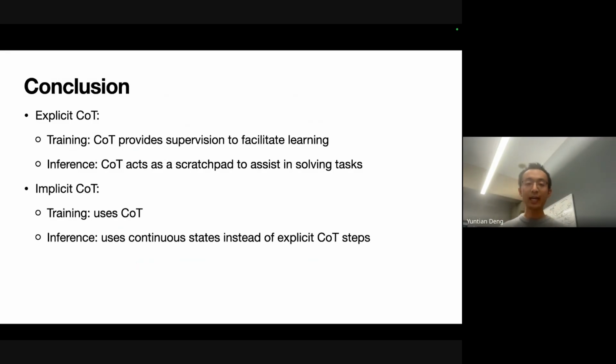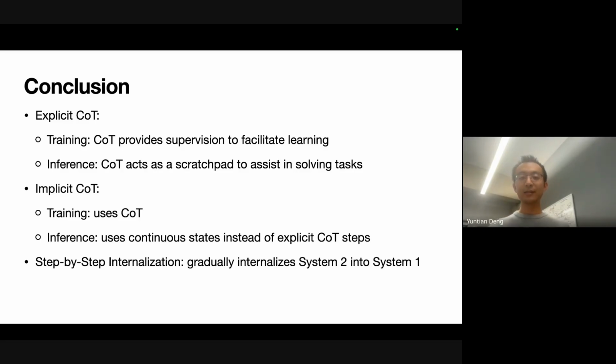So during training time, we still use the chain of thought as supervision, but at inference time, we ask the model to figure out a way to use its internal continuous hidden states instead of explicitly producing these chain-of-thought reasoning steps. And this whole process of gradually internalizing system 2 reasoning into system 1 reasoning is inspired by the internalization process that's happening in the human brain.